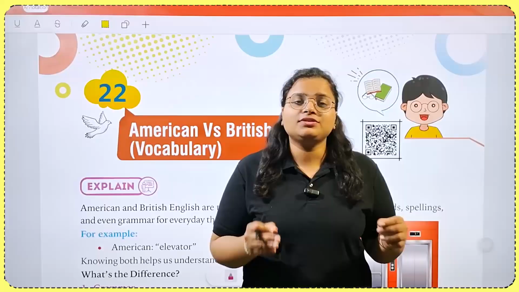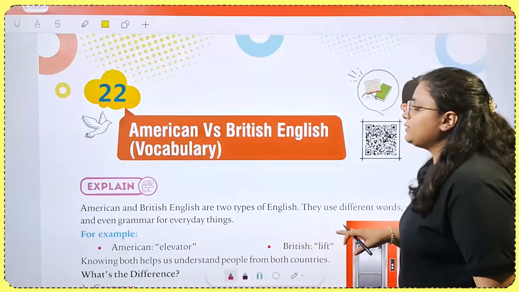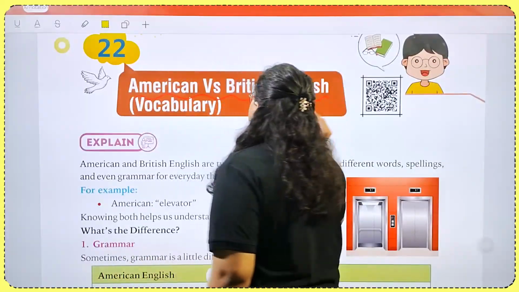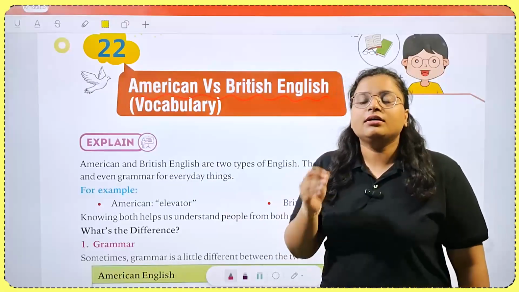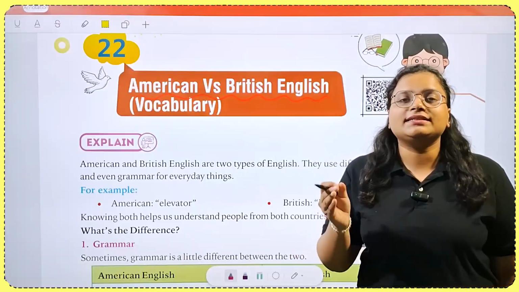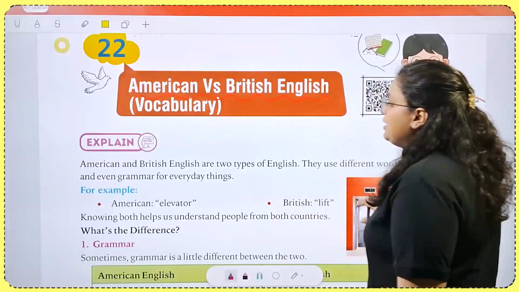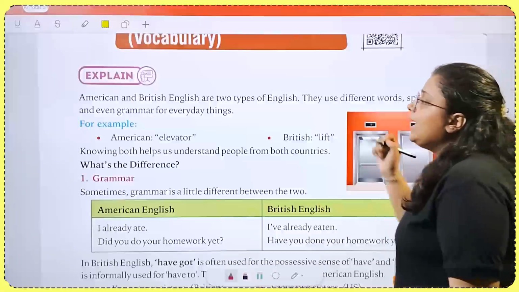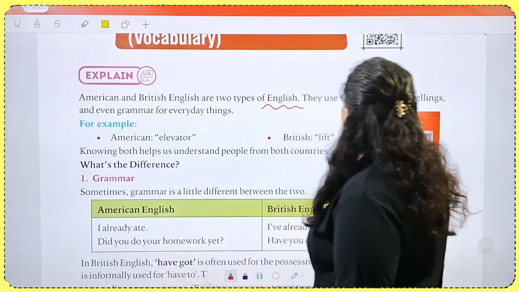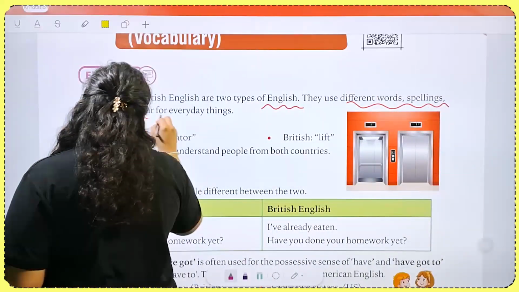In today's class, we are going to start with chapter number 22. In chapter number 22, we are going to cover American and British English. These are basically similar, but today we are going to see where they differ. What is the basic difference between American English and British English? Let's start. American and British English are two types of English. They use different word spellings and even grammar.